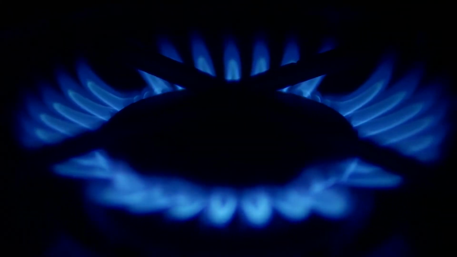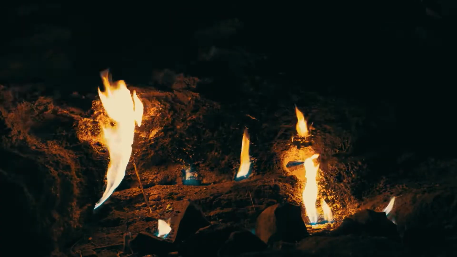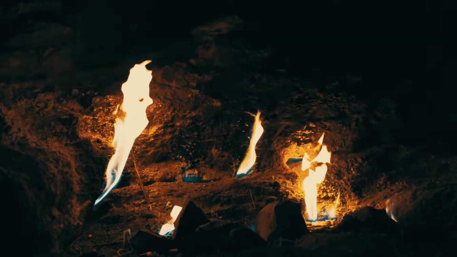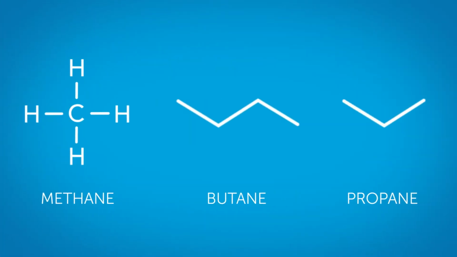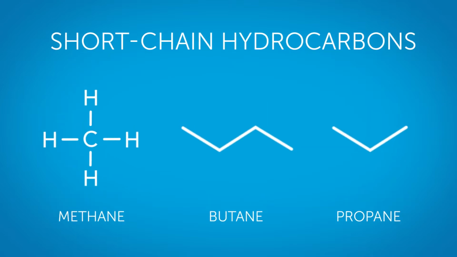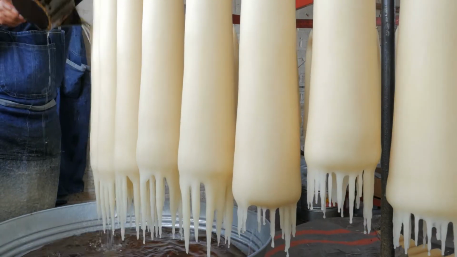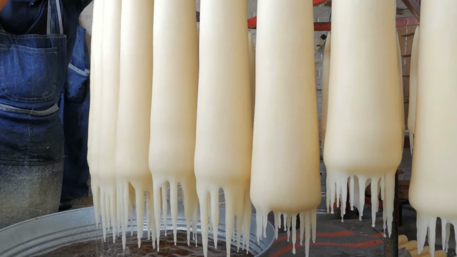Hydrocarbons come in all shapes and sizes, and when they burn, they release a lot of energy. That makes them very useful as the fuels we use in our lives every day, like methane, butane, and propane, which are made up of short-chain hydrocarbons. Waxes are made up of many different long-chain hydrocarbons.